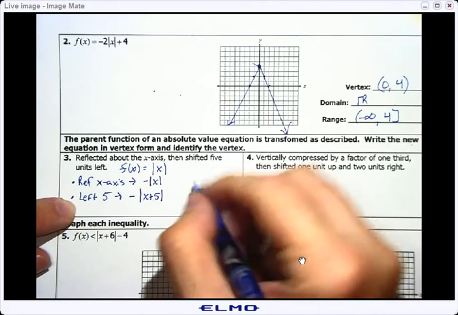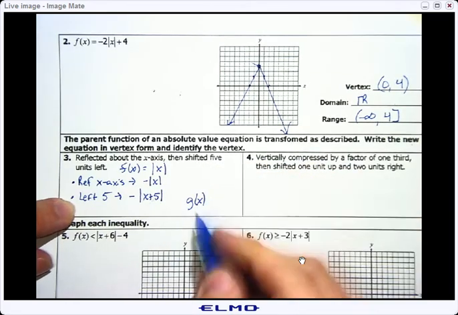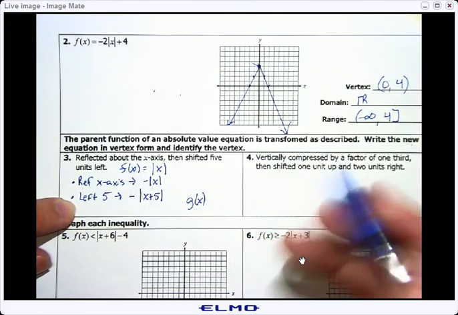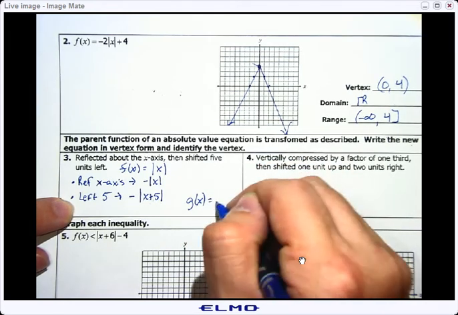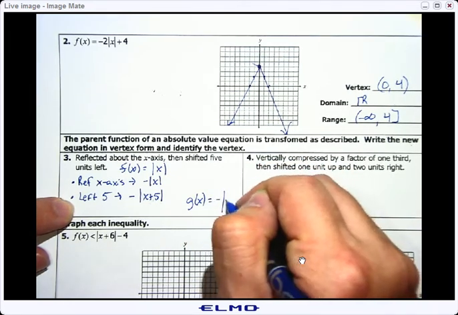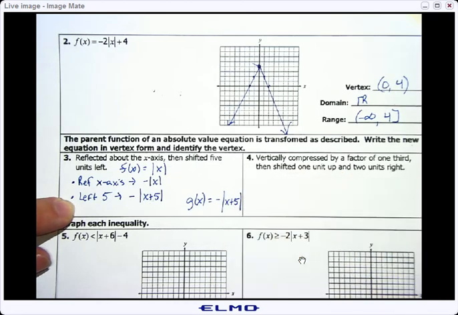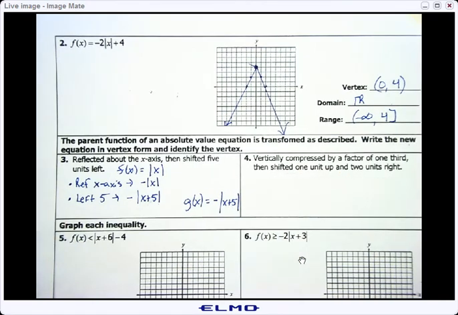And so we get the final answer, g of x. Since I've already used f of x, I need a different letter. So g of x equals negative absolute value of x plus 5. And that's the answer for that.